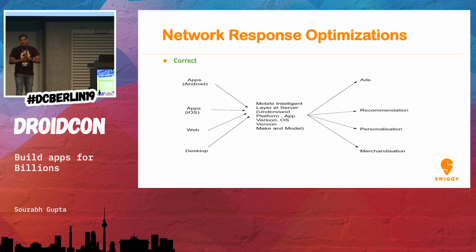Let's say I have 4 clients: Android, iOS, web, and desktop. All 4 clients will interact with that mobile intelligence server. They will pass the information: which platform it is, which OS version, which app version, user detail, user make and model. Now that mobile intelligence server will interact with all the domains, all the systems present in the backend, take the response from each one of them, and pass it on to the different clients.